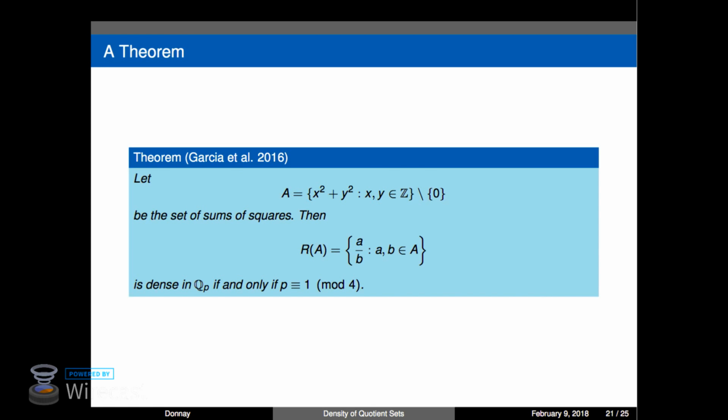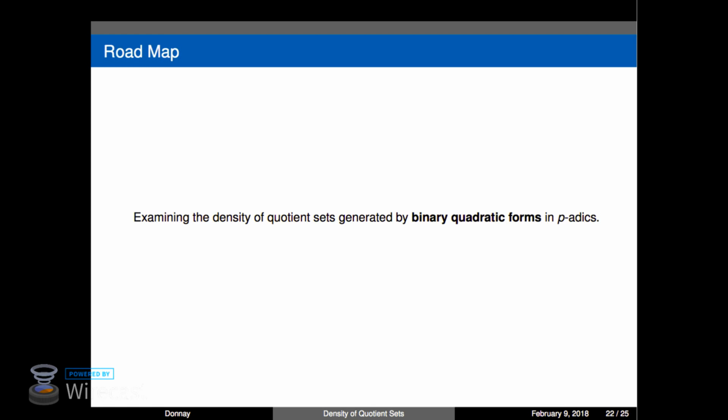And so this tells us exactly when we can and cannot approximate the aliens' numbers. If the aliens' p is congruent to 1 mod 4, we can do it. If it's not congruent to 1 mod 4, we can't do it. This theorem is due to Professor Garcia and some student researchers from Pomona a few years ago. And so what do we have? We have binary quadratic forms popping up.